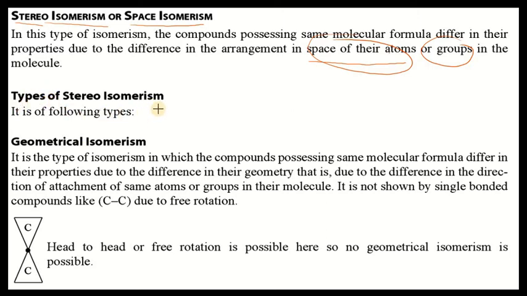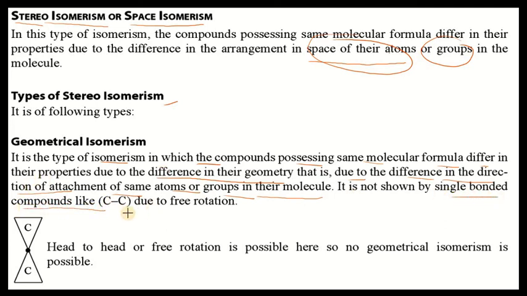So, types of stereoisomerism, how many? First one we'll see is geometrical isomerism. In this type of isomerism, compounds possessing the same molecular formula differ in their properties due to the difference in their geometry, that is, due to difference in the direction of attachment of the same atoms or groups of atoms in the molecule. It is not shown by single bonded compounds.